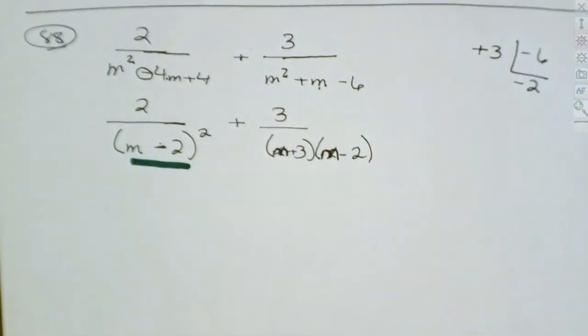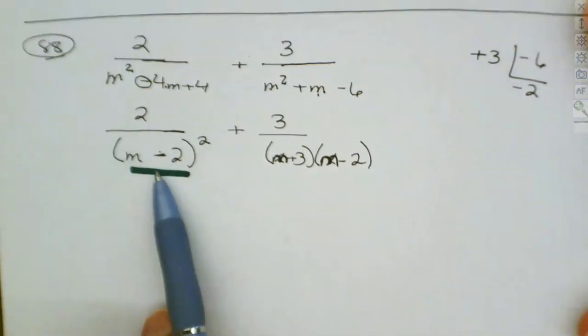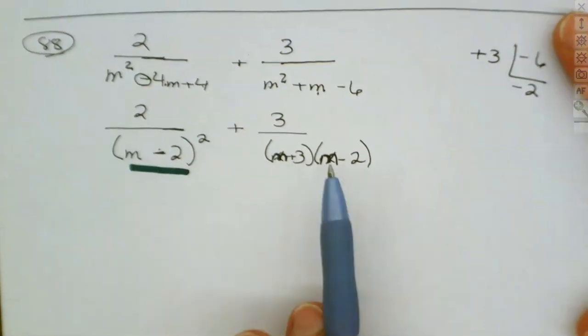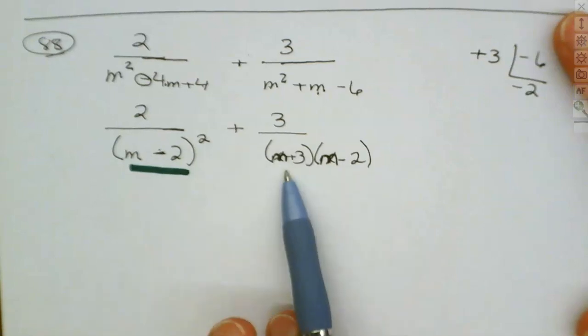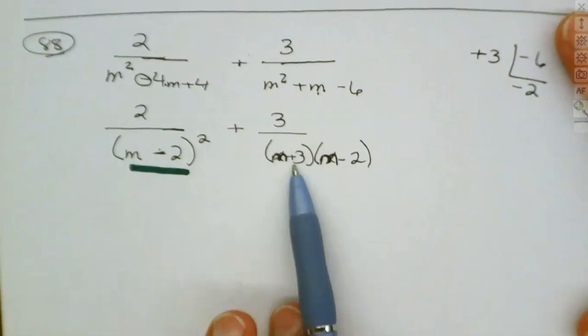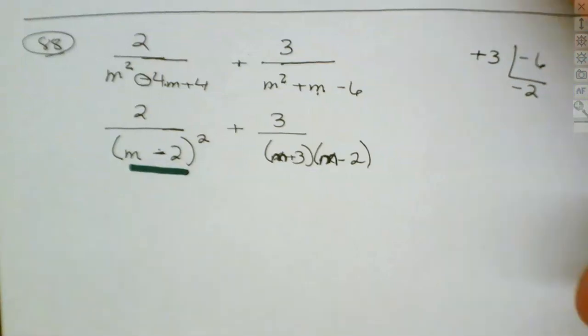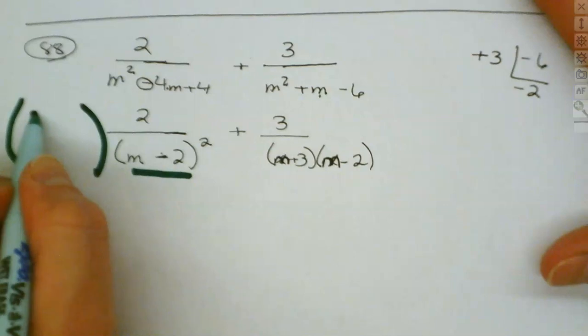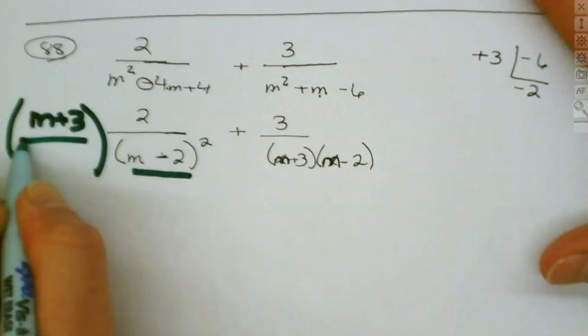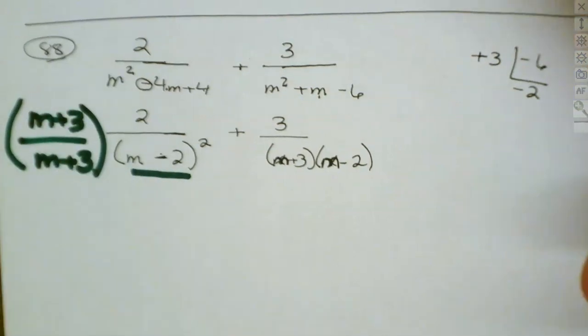Now, what do we notice here? This one has an m minus 2. That's okay. But what does this one not have that this one does have? This one has an m plus 3. This one does not. So the first one is going to need an m plus 3 over m plus 3.